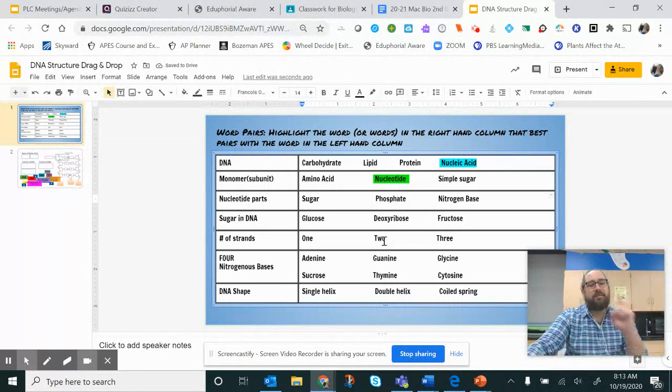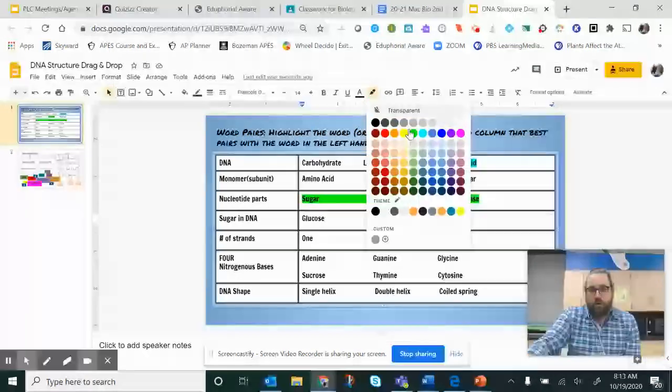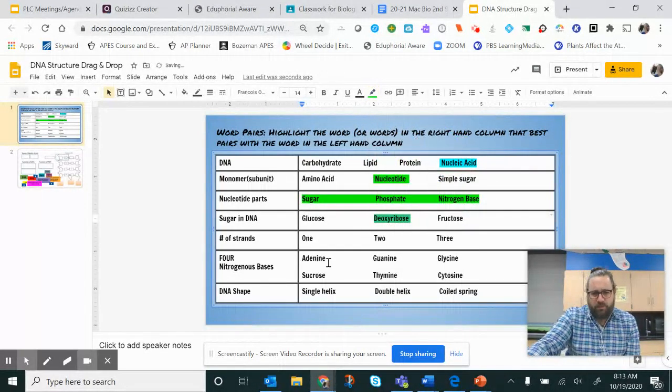Nucleotide parts. Miss Calenda is trying to trick us on this one. A sugar, all of these guys, sugars, phosphate, nitrogen base. The sugar phosphate backbone of the DNA, the twisted ladder, and the nitrogen base, we'll talk about in a while. The nitrogen base is the actual code part of DNA. What is the sugar? It's deoxyribose. That's the sugar in my DNA. I guess I'm sticking with green here.